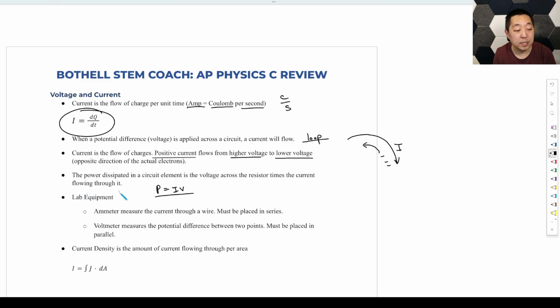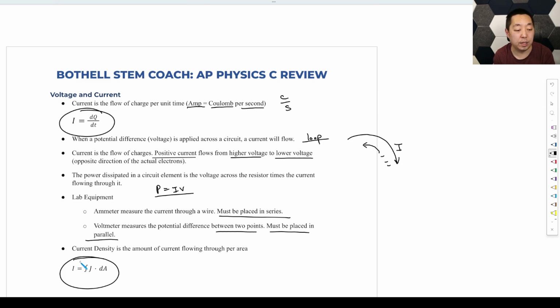There's a couple of pieces of lab equipment we use here. An ammeter measures the current through a segment that passes through it. It has to be placed in series. If you place it in parallel, none of the current is going to go through it, so it's never going to measure anything. A voltmeter measures the potential difference between two points. It's generally placed in parallel. If it's placed in series, then you're going to measure zero voltage drop because a voltmeter is like a wire.